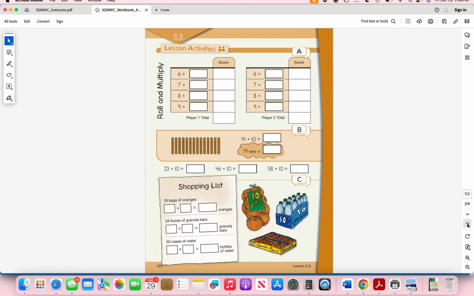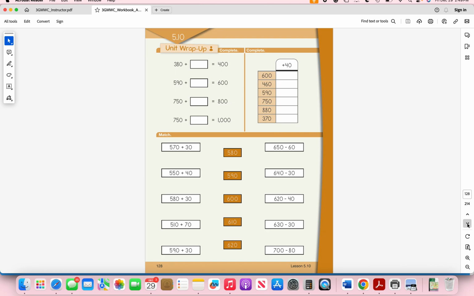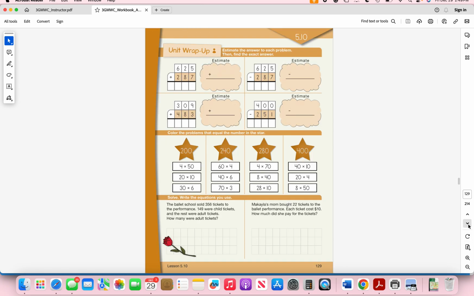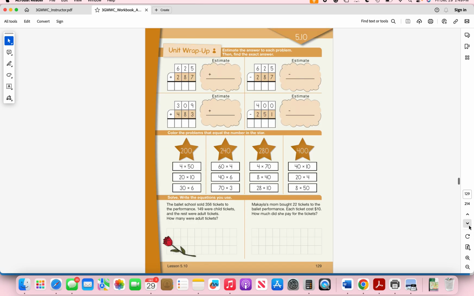So, overall, I absolutely love Math with Confidence. I love the unit reviews. I'll show you that too. Here we go. Here's an example of the unit wrap-up, which I choose to use as a test. And so I would grade this. They're usually these two pages. Whoop, wrong one. That one and that one. I grade those as a test.